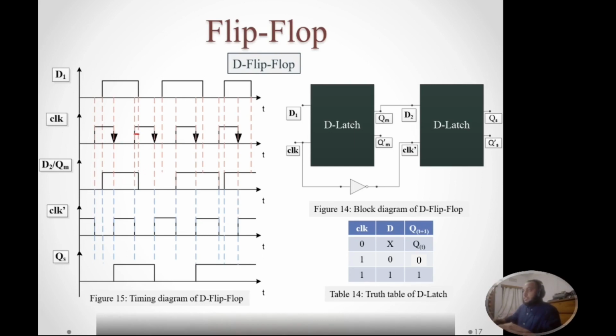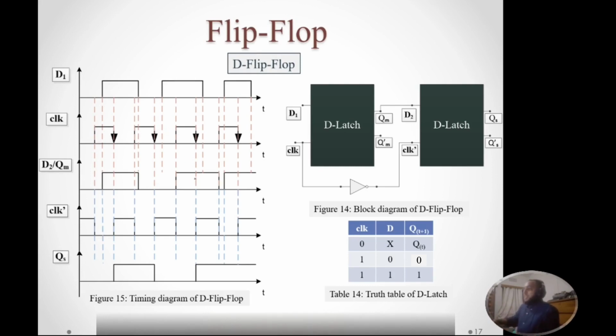From this position to this position, our clock signal is 1, D is also 1, so our output will be also 1. From this position to this position, our clock signal is 1, our D is 0, so our output will be 0. From this position to this position, our clock signal is 0, so our previous output will continue. That means previously we had 0, this 0 will continue.